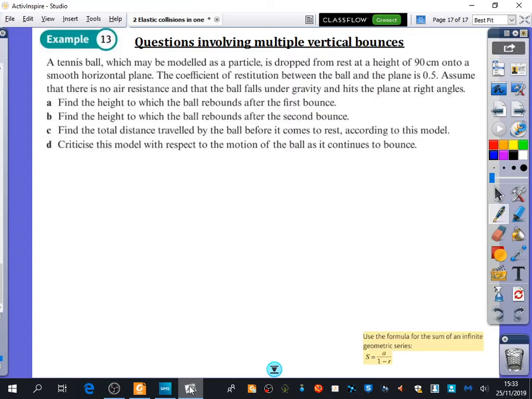Okay, so we're looking at the last topic of this bit of mechanics. We've definitely done some tricky questions. This one is a little bit easier, I think.